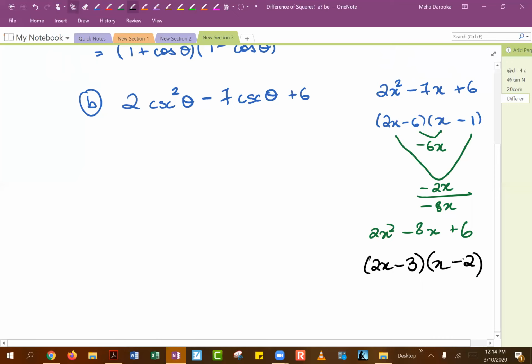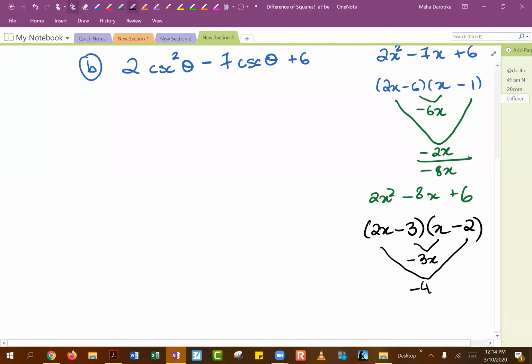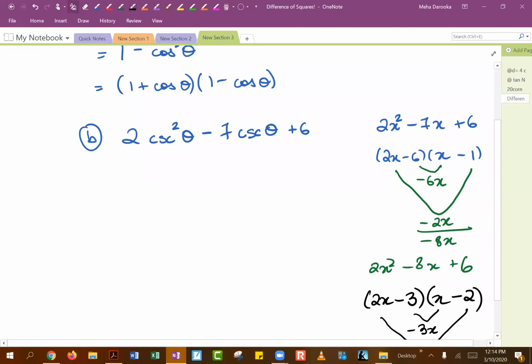Negative 3 times negative 2 still gives us positive 6. 2x times x still gives us 2x squared. So now, will we have that middle term? These guys multiply to give us negative 3x. What did these guys multiply into? 2x times negative 2 is negative 4x. And then when we add those two expressions, there you go, negative 7x, which is what we needed.